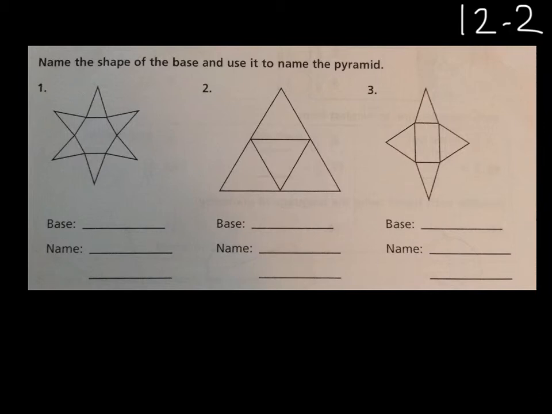First thing to remember in 12-2: if something has two bases, it's a prism, but if it only has one base, it's a pyramid. Here you can see each of these only has one base, and I'm only going to do the first three because these are pretty easy. All you have to do is look at the base and count how many sides it has. 1, 2, 3, 4, 5, 6. So we know that this is a hexagon, hex 6, and then the shape is a hexagonal pyramid.